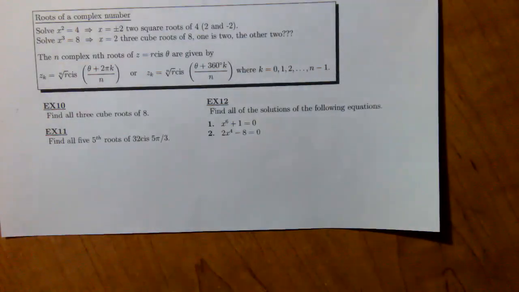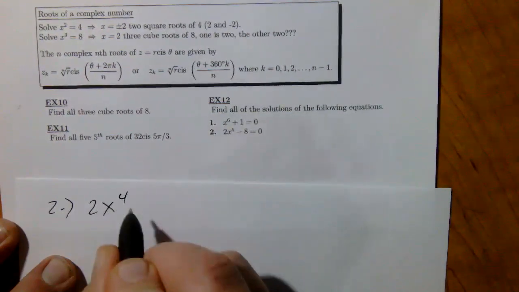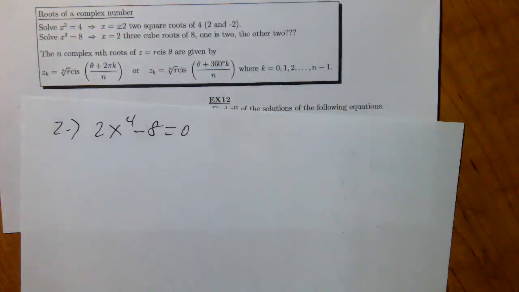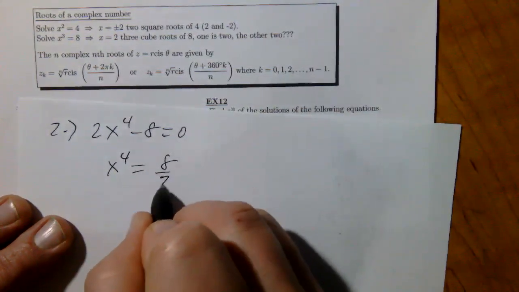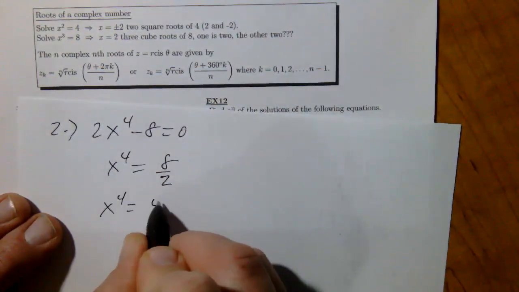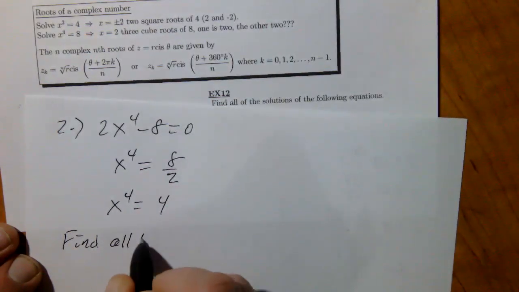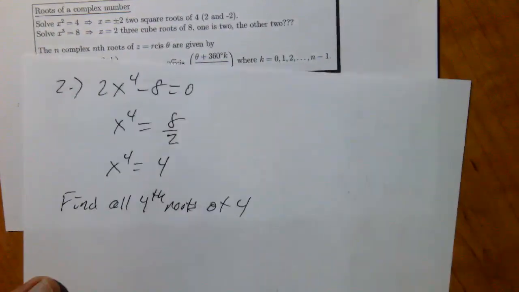Last one. This one's actually easier, or at least it's quicker. All right, so let's say I wanted to solve this equation, right? So it's kind of the same thing. You could say, okay, I could solve for the x part, right? So think of this x to the 4th is 8 divided by 2. So then the x to the 4th would be 4. Or in other words, we're trying to find all 4th roots of 4.